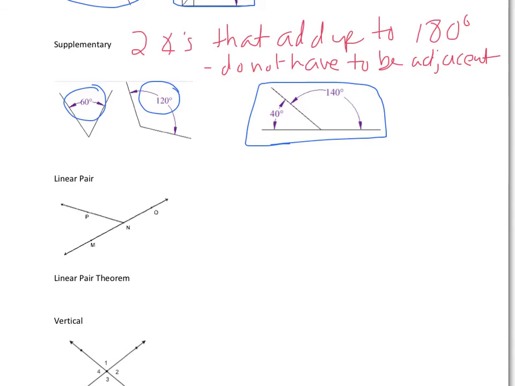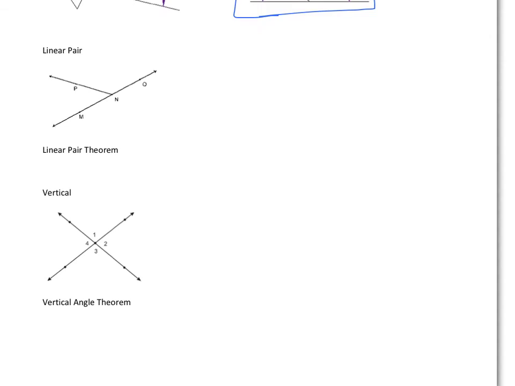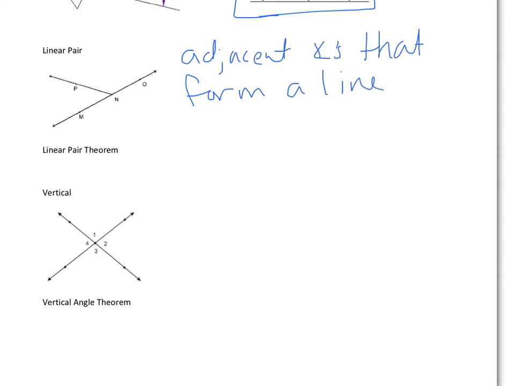However, when we talk about a linear pair, now we're talking about some more specific situations. These are adjacent angles that form a line. In other words, they have to add up to 180 degrees.